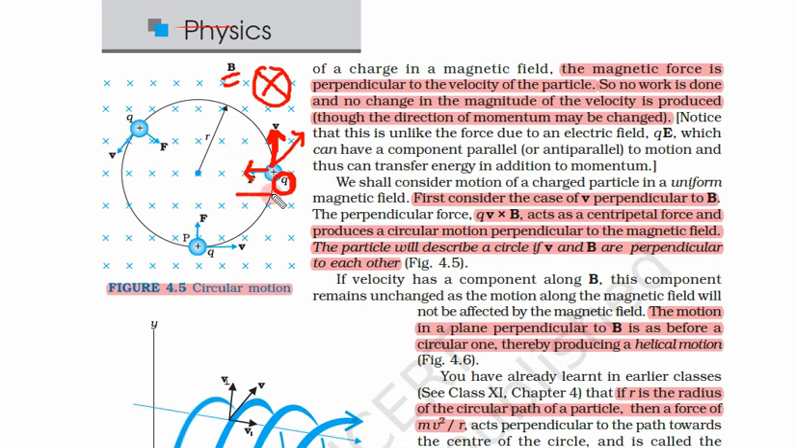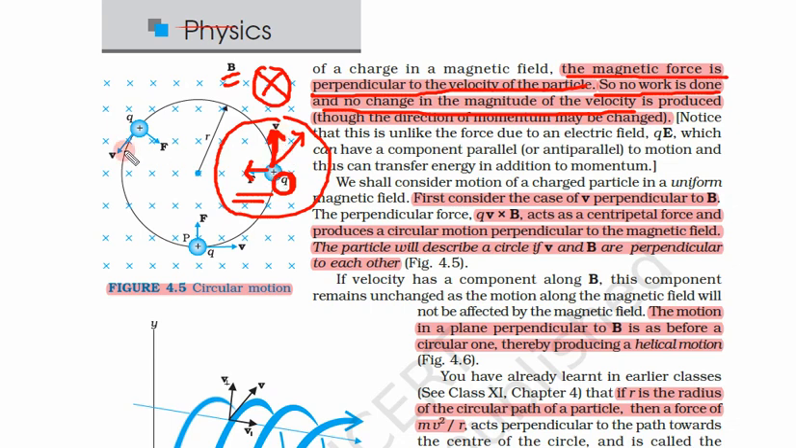Now this force is perpendicular to the motion of this particle. The magnetic force is perpendicular to the velocity of the particle, so in that case no work is done, work done is 0. And there is no change in the magnitude of velocity. That means velocity does not change, the speed will remain the same, v. The only thing is that there is a change in momentum or change in direction. That means change in the direction but no change in speed.